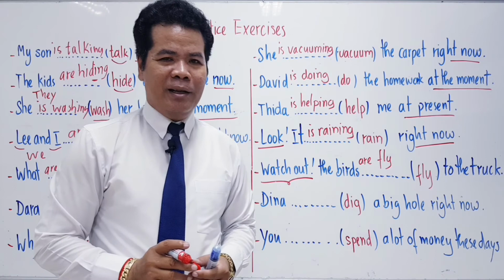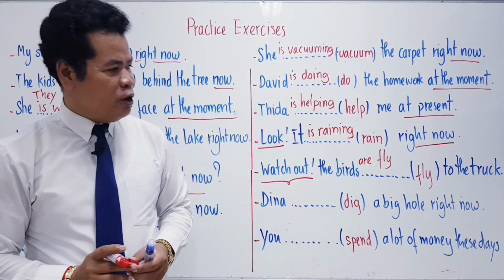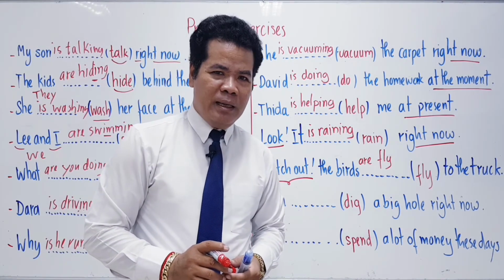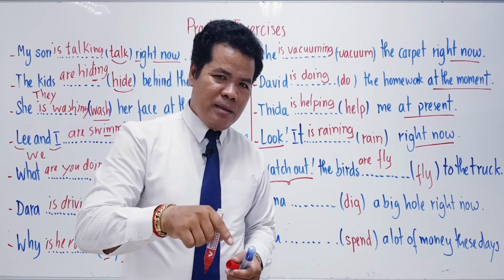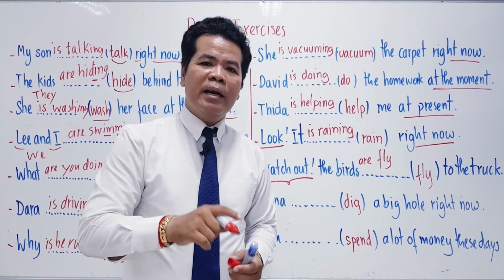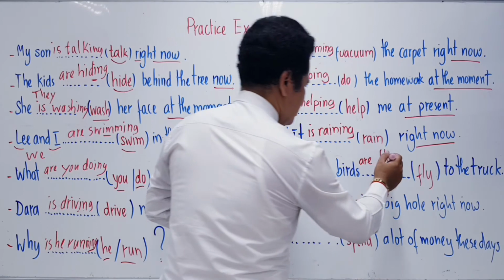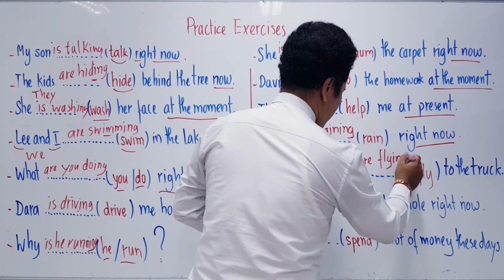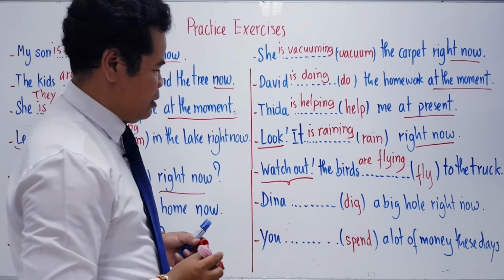You cannot. Remember the rule of spelling number 1? Verbs ending in Y, X, W, okay? You only add ing at the end of the verb. That's why we say flying. Watch out, the birds are flying to the truck.